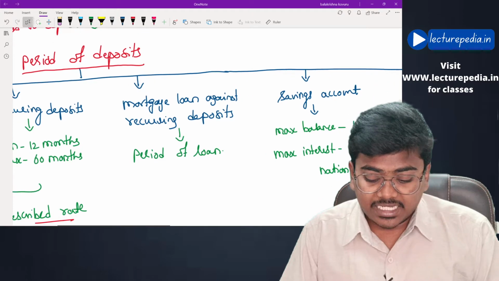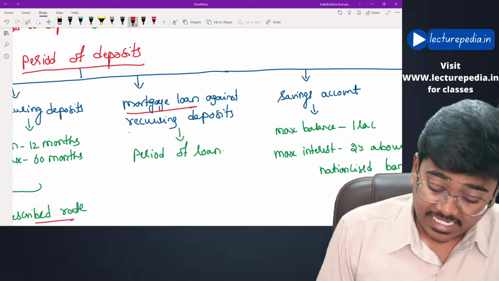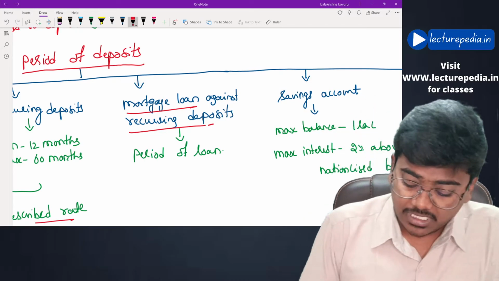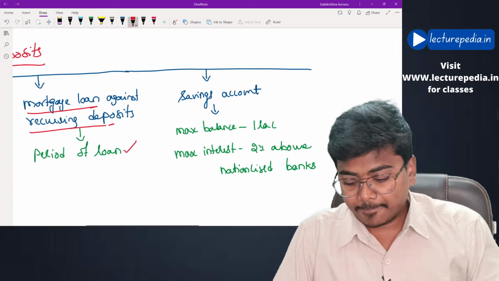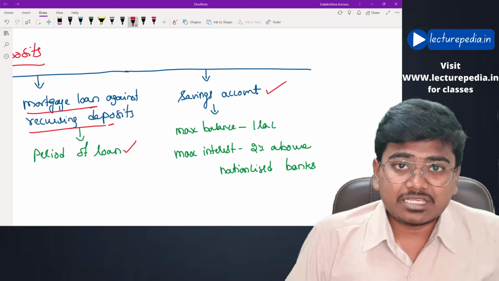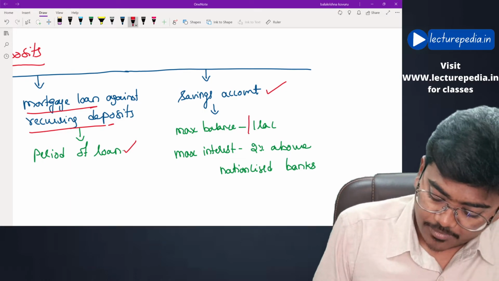And in case there is a mortgage loan against the recurring deposit, in that case the period of recurring deposit must be equal to the period of loan granted. Okay, next, savings account. There are certain requirements relating to savings account. The maximum amount that can be kept in the savings account is 1 lakh rupees.